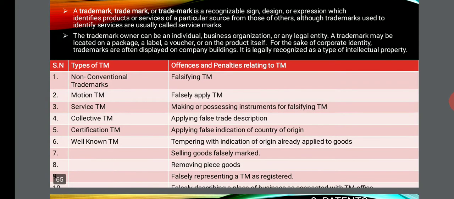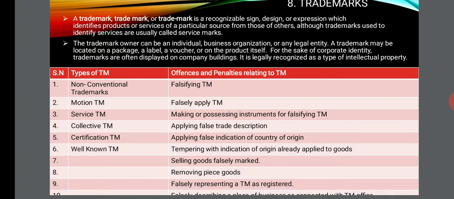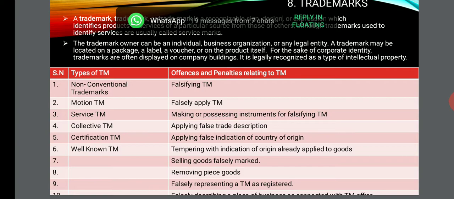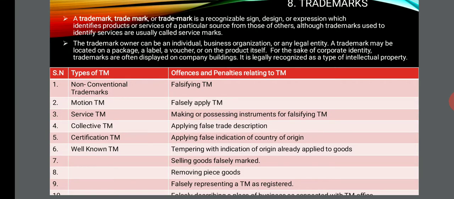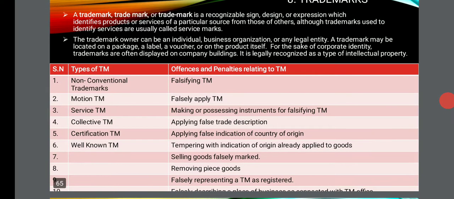Offenses and penalties related to trademark. Whenever you falsify any trademark, you make a false design, logo, etc. Falsely applying trademark, when you falsely apply some already existing trademark. Making or possessing an instrument for falsifying trademark. So if you have any instrument even to falsify any trademark, that is also a crime. Applying false trade description. Applying false indication of country of origin. For example, your product originated in Sri Lanka and you are naming it as Nepal.